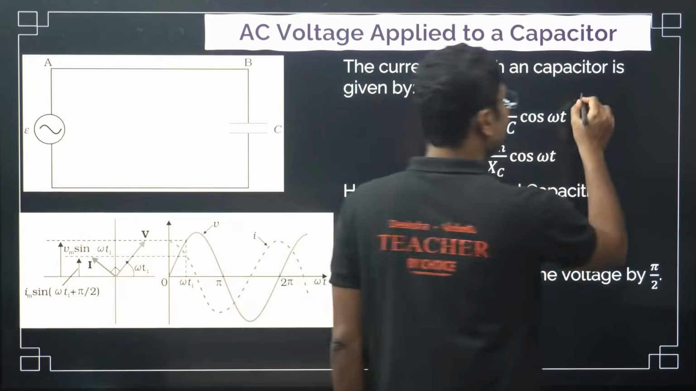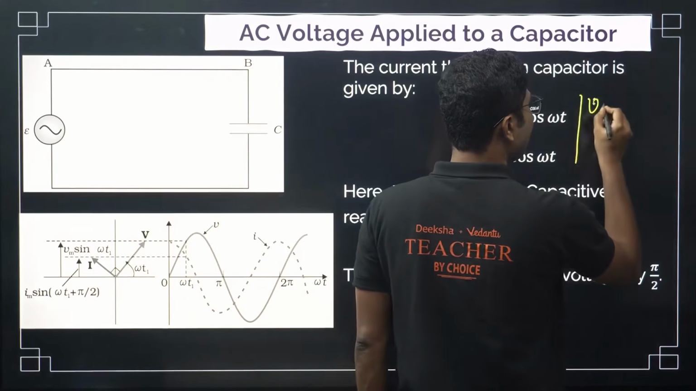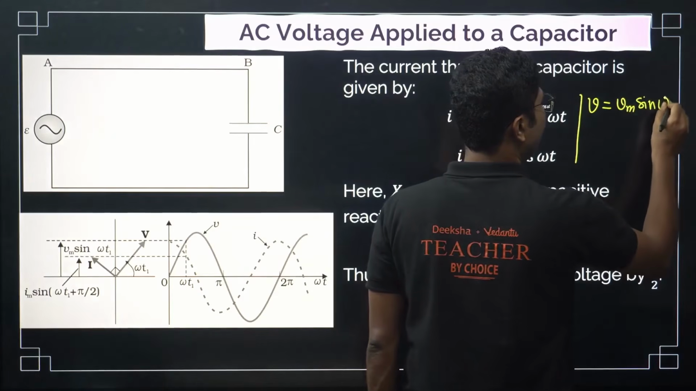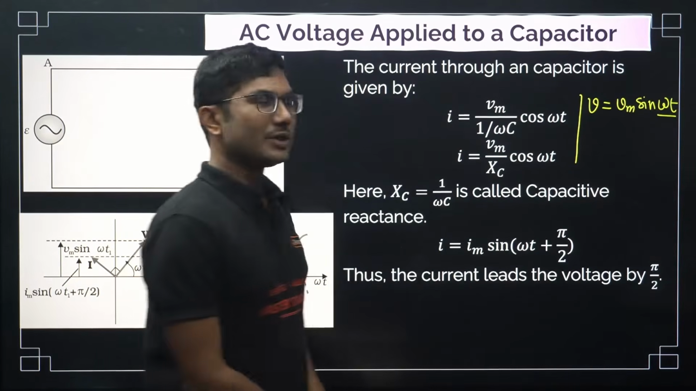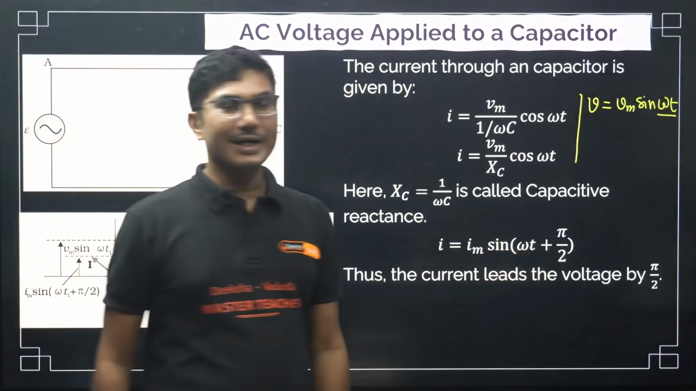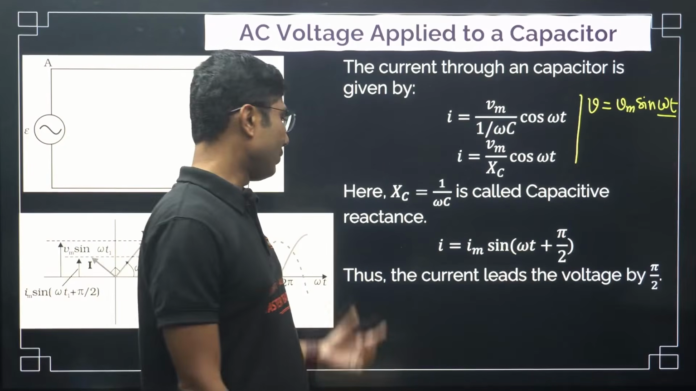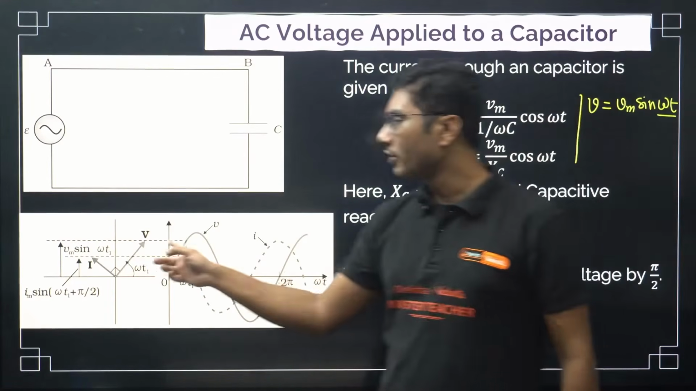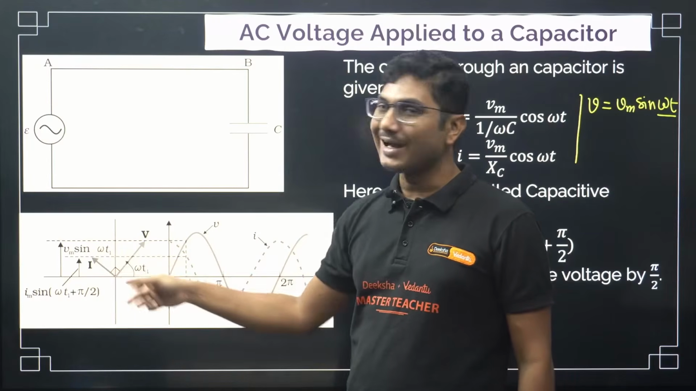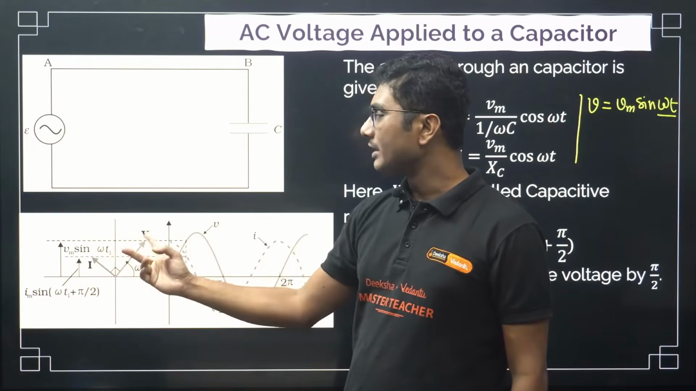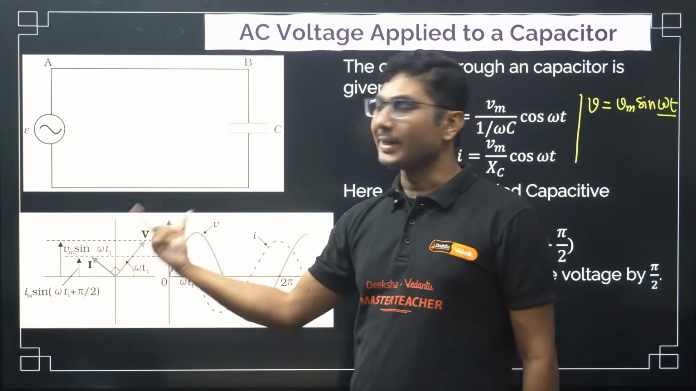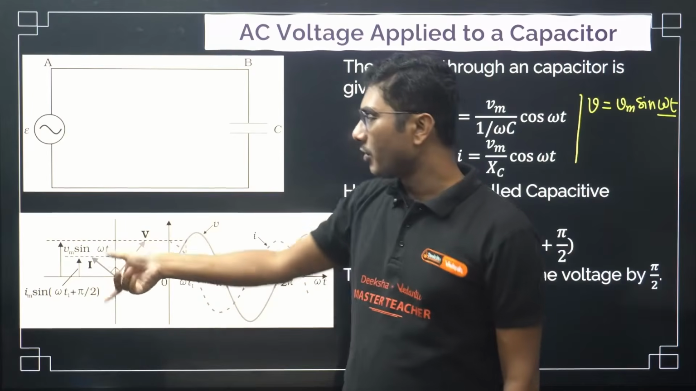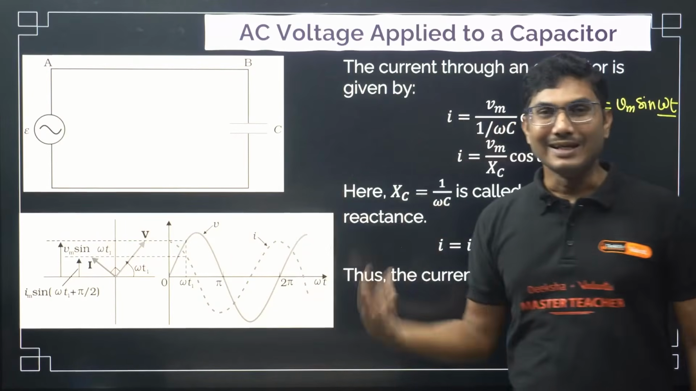What was our voltage? Voltage is always the same as I mentioned, V is equal to Vm sin omega t. So the angle for voltage was omega t, and for current it is omega t plus pi by 2. So the current leads the voltage by an angle of pi by 2. If you draw the phasor diagram, you will see that current is coming before the voltage. In this case the angle is again 90 degrees, but current is coming first, voltage is coming next, and if you keep on rotating it, current will always lead the voltage.